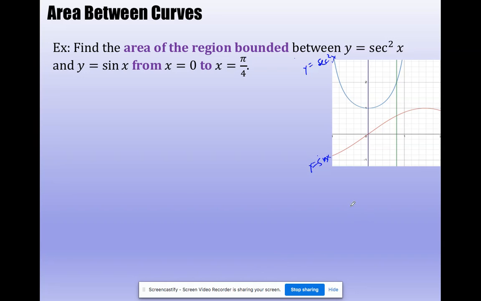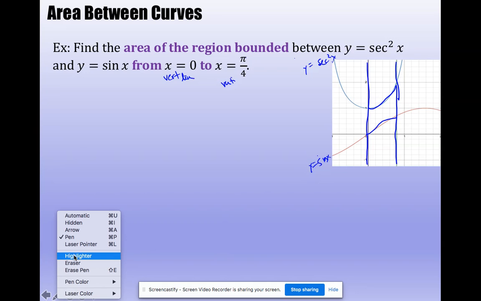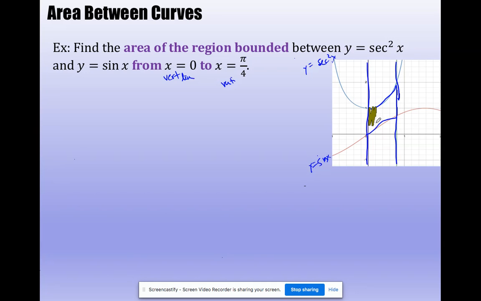However, they asked for the area of the region bounded between these vertical lines at x equals 0, and a vertical line at x equals pi over 4. So that's 3-ish divided by 4, so around 1/4. I'm sorry, 3/4. That's this line. Here's the curve sine x. Here's the curve secant squared. So do you see the area bounded between there.